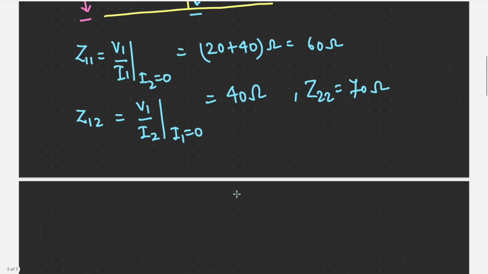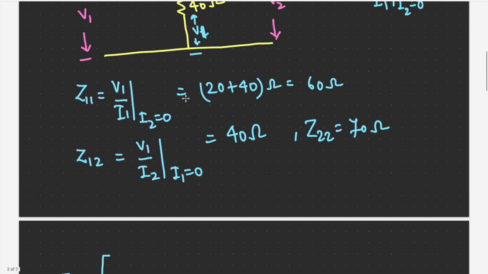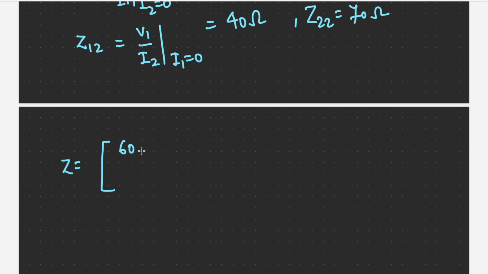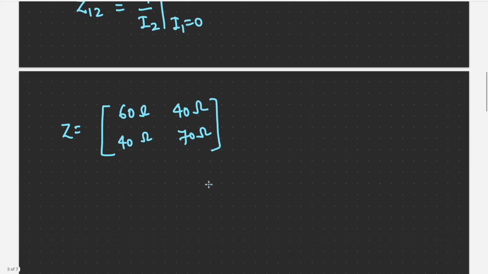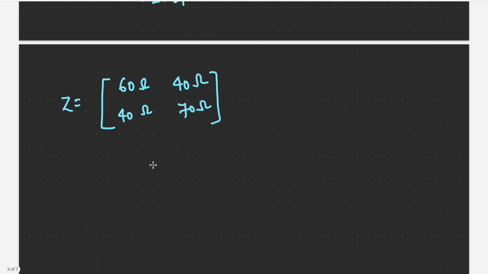So we have got the Z matrix, or Z parameters, as: first 60, then 40, 40 and 70. So 60 ohm, 40 ohm, 70 ohm, and this is 40 ohm. We can draw the equivalent circuit the same way we have done before. There will be a resistance which is Z11, that means a 60 ohm resistance.